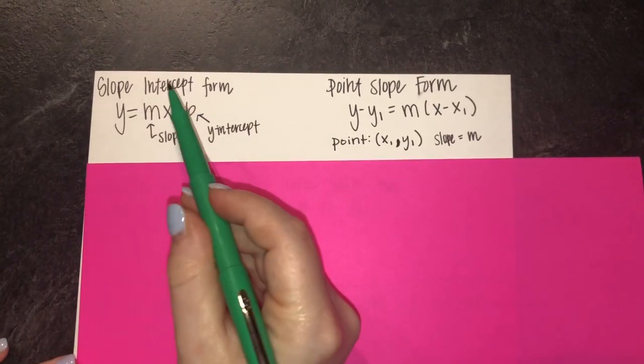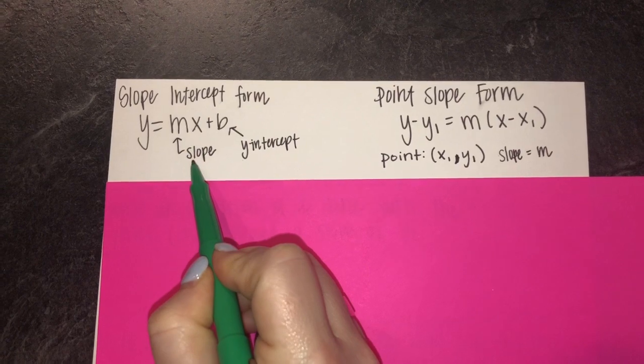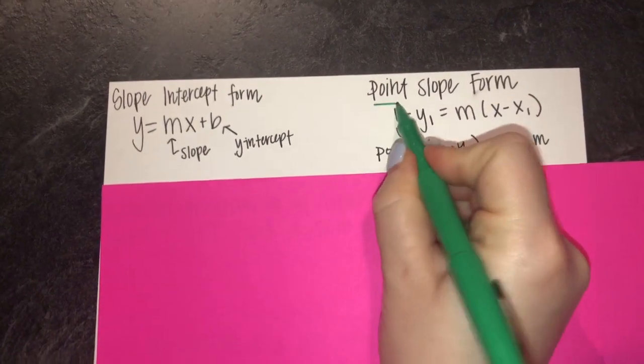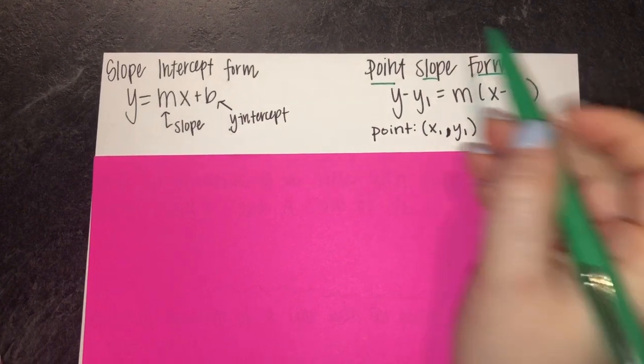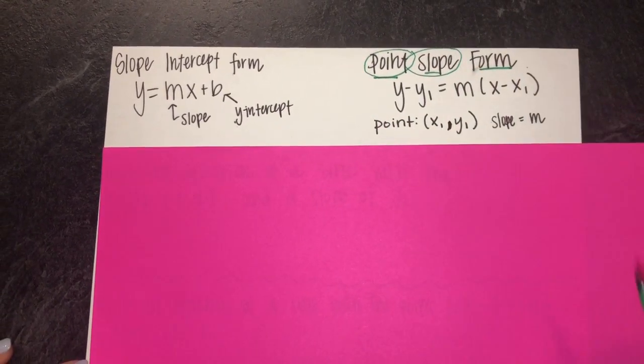All right, so the past few weeks we've been talking about slope-intercept form, which is y equals mx plus b, where m is your slope and b is your y-intercept. Today we're really going to focus in on point-slope form. So obviously this means there's a point and a slope, and we can put it all together.